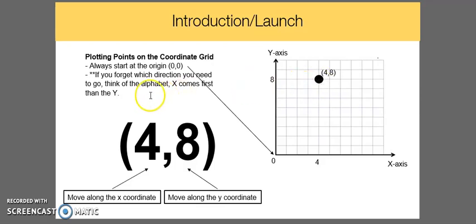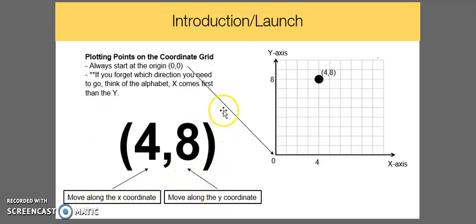Some helpful hints: if you forget which direction you need to go, think about the alphabet. X comes first, then Y. Sometimes a misconception is that we might forget which one goes first. Students might plot the Y thinking that the 4 is the Y and this is the X. But always think about X, comma Y. X comes first in the alphabet, then Y. So hopefully that might be helpful in understanding how to plot coordinates.